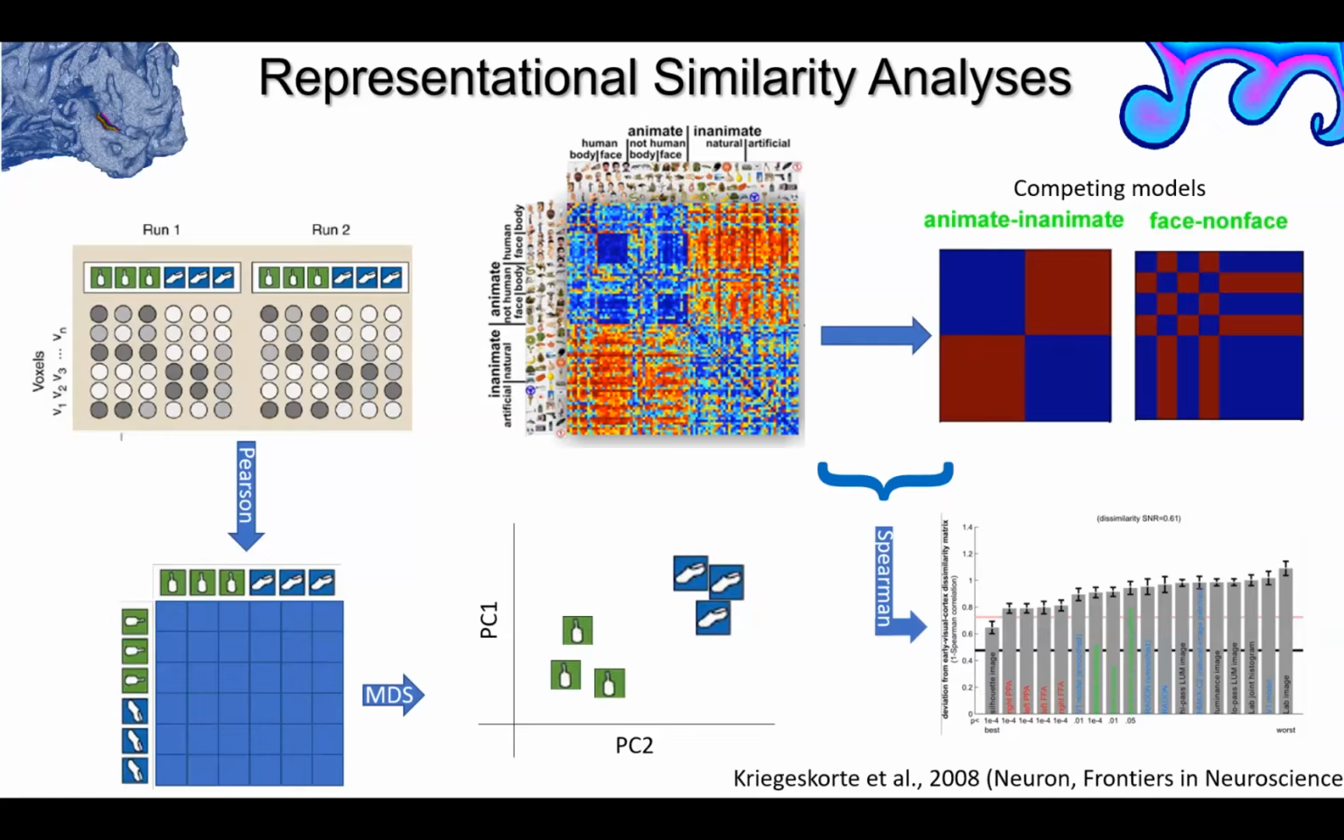And here we got many more models. That's from Nico's paper, I think it's 2008 as well, in Frontiers in Neuroscience. We have many competing models, and we can see how well our data correlate with our model. And then basically using a winner-take-all approach, we can make assumptions as to the neural representation and the organization of the neural representation in the region of interest.